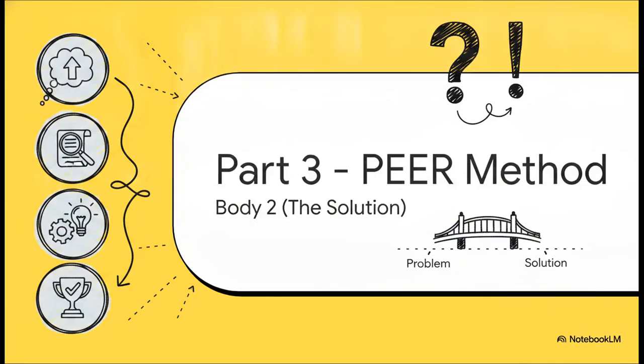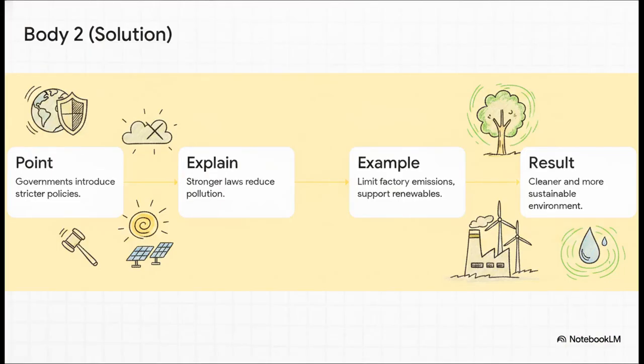All right, still in Part 3, let's look at deconstructing Body 2, which is our solution. The absolute best part here is that we don't even need a new strategy. We are going to rely on the exact same 4-step framework: point, explain, example, and result. Let's build that solution paragraph.